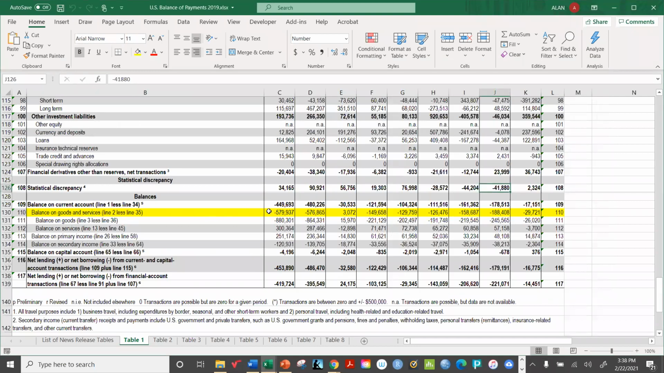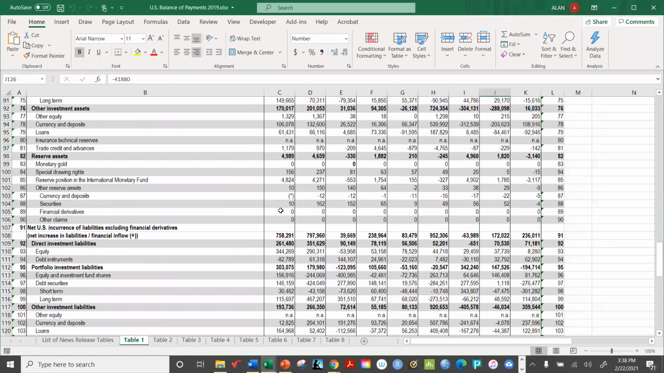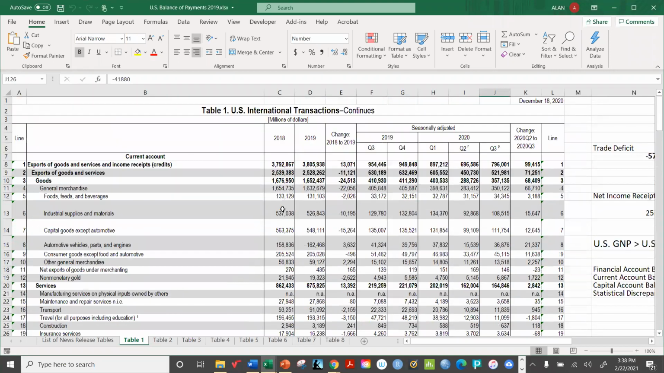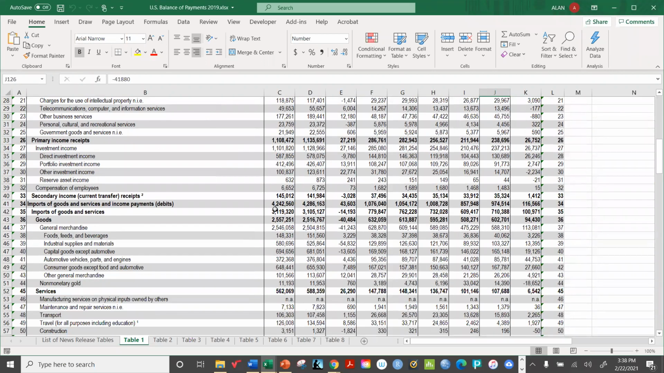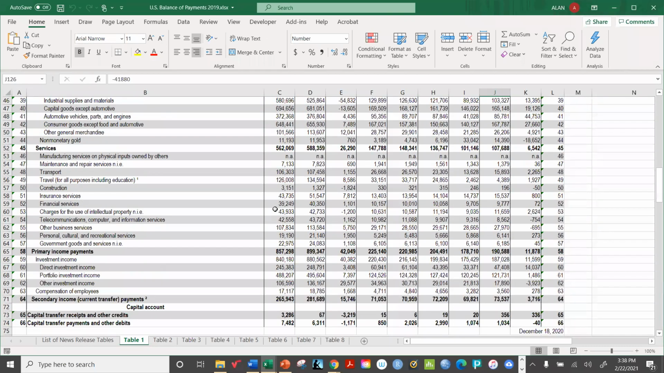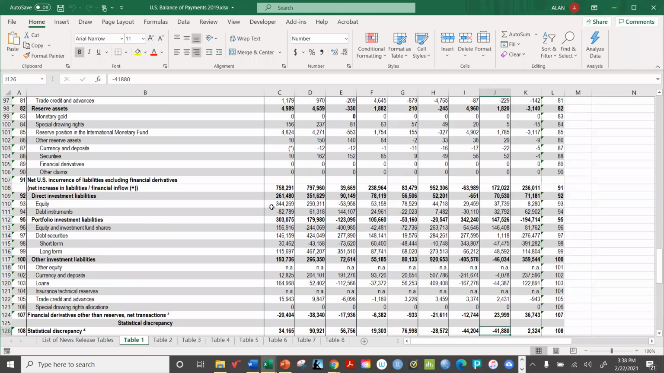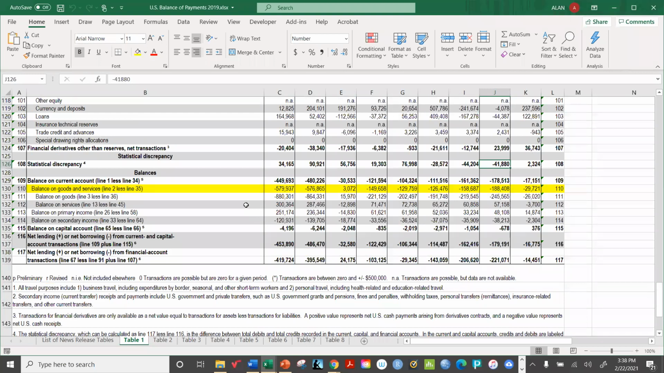The current account deficit here is negative 449,693, whereas the, let's see, where was that? I don't see anywhere where they've actually calculated the trade balance. But we can figure it out. But here they're more interested in the balance in the current account.